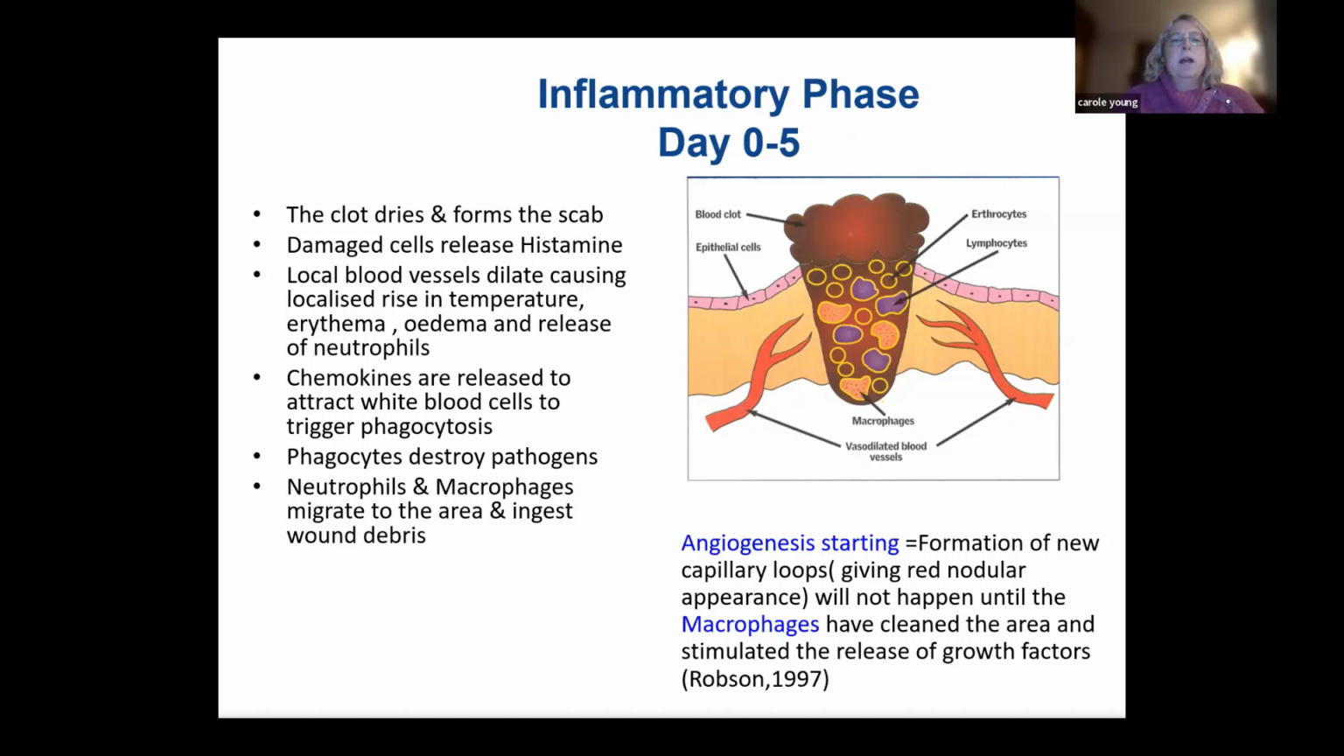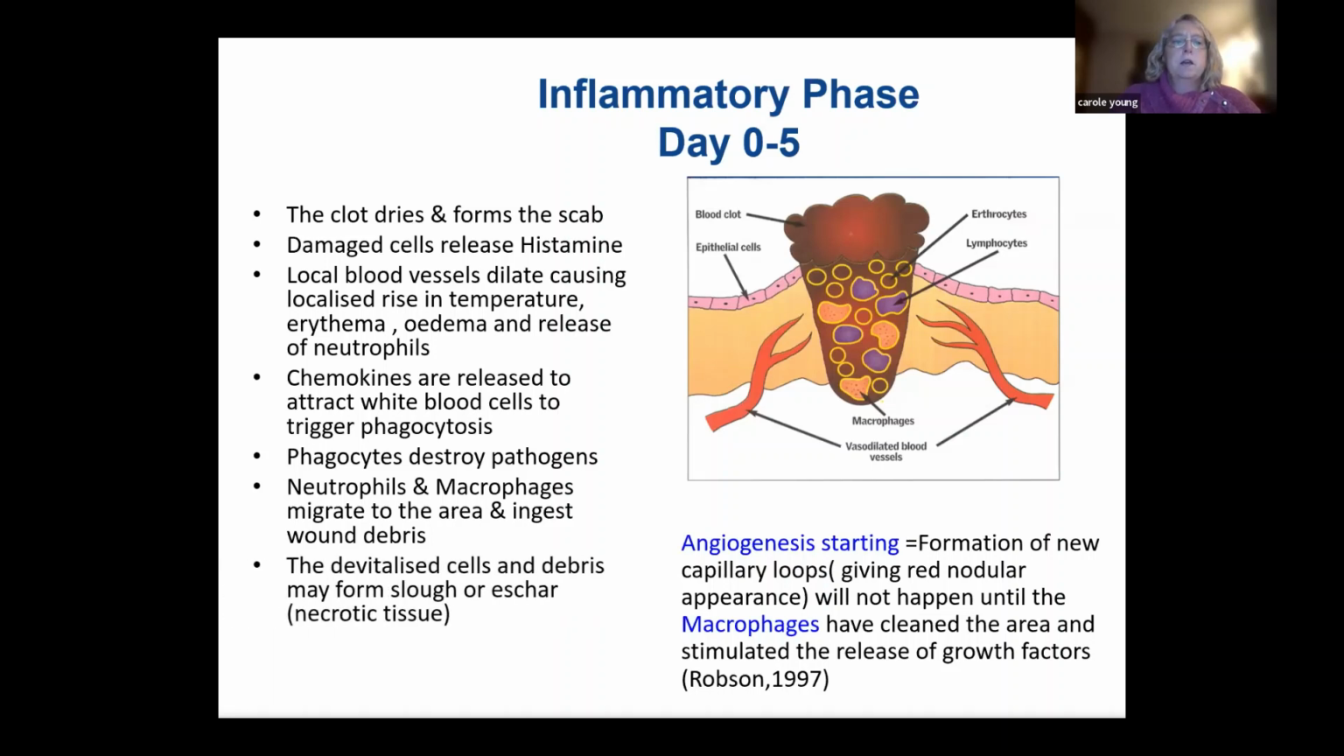The next bit will be the angiogenesis. That will be starting underneath as the debris is lifting. And this is the formation of new capillary loops. And that gives quite a red nodular appearance, but it won't happen until the macrophages have finished their job. And we move slowly into the proliferative phase.